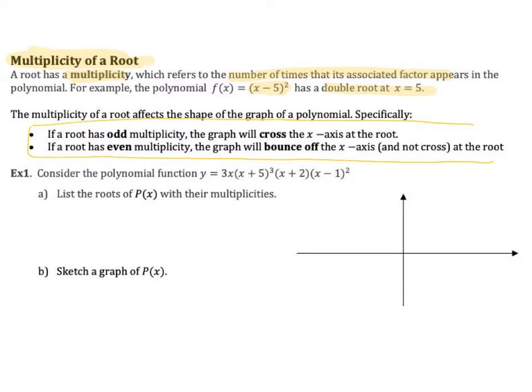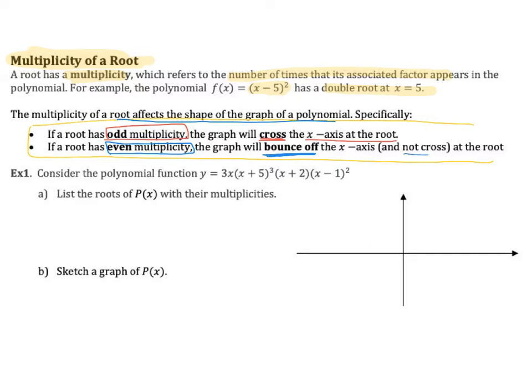The multiplicity of a root affects the shape of the graph of a polynomial. If a root has odd multiplicity, the graph will cross through the x-axis at that root. So if it appears an odd number of times, then the graph will cross through at that root. If the root appears an even amount of times, or has even multiplicity, then the graph will bounce away at that root. It will not cross through, it will touch it at that numerical value. That'll be an x-intercept, but then it will bounce away and go back the direction that it was coming from.